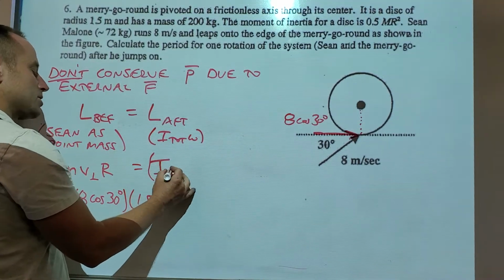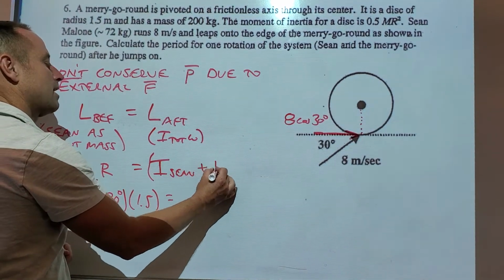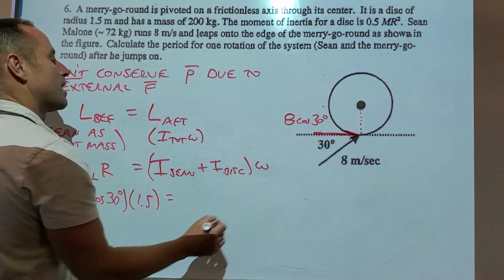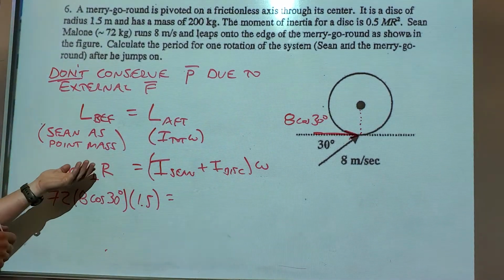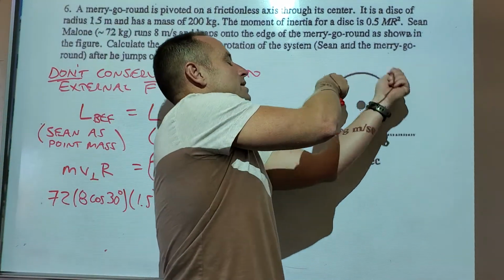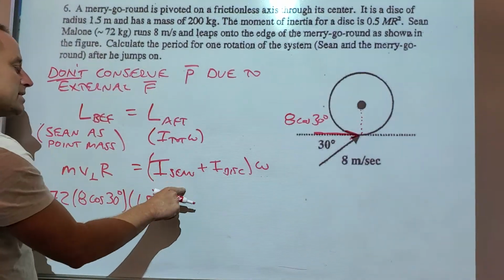And then what we can do is split that up into I of Sean plus I of the disk, times omega. So Sean comes in with angular momentum, and then all that angular momentum is maintained in the system, and it starts to rotate around. So let's put in the pieces.